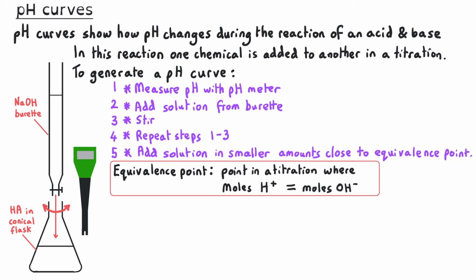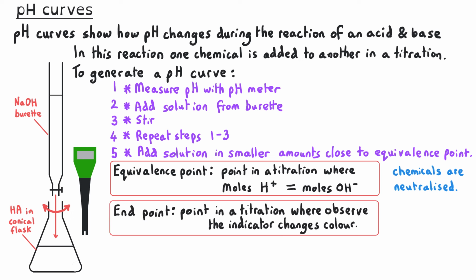In an acid-base titration, the equivalence point is the point in the titration where the moles of H+ ions is equivalent to the moles of hydroxide ions. And so the base would have neutralized the acid in my titration example that I'm showing here. The end point for a titration is the point in the titration where the indicator changes colour. And so this is an experimental observation.